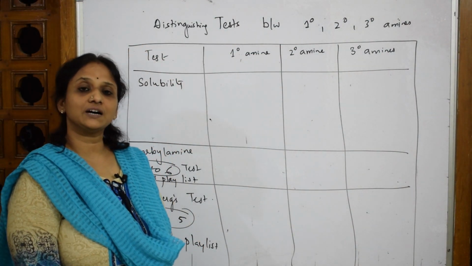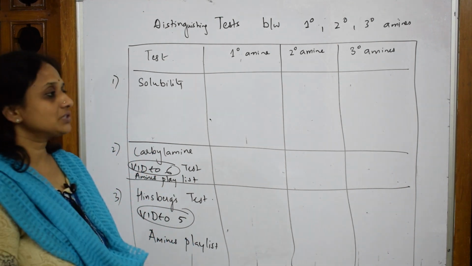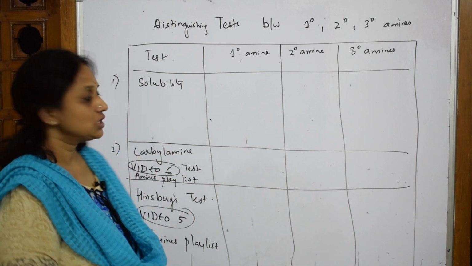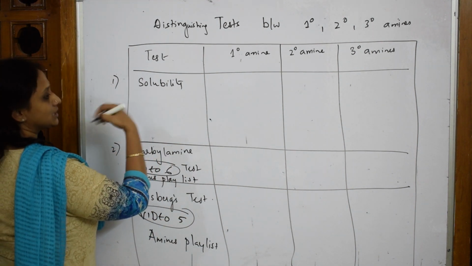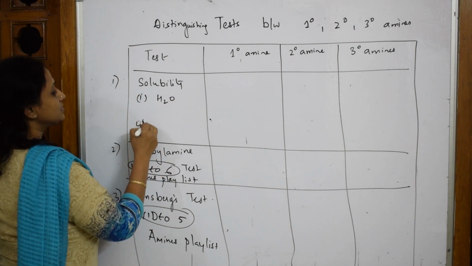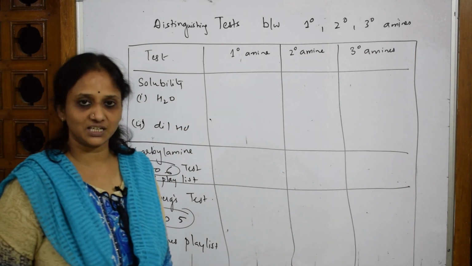Let's come back to, after the aldehydes chapter, let us come back to the amines chapter. So in the amines chapter, here they've asked us to distinguish between primary, secondary and tertiary amines. So first let me see the solubility test. If I'm testing solubility with water and with dilute HCl, basically we do this, isn't it? First we test with water, then we test with dilute HCl.